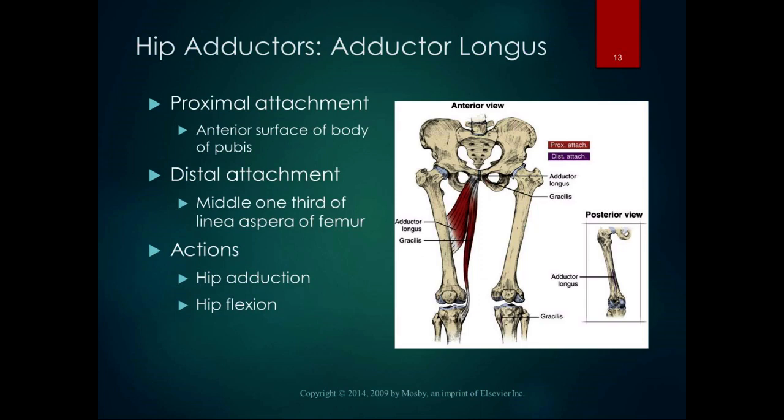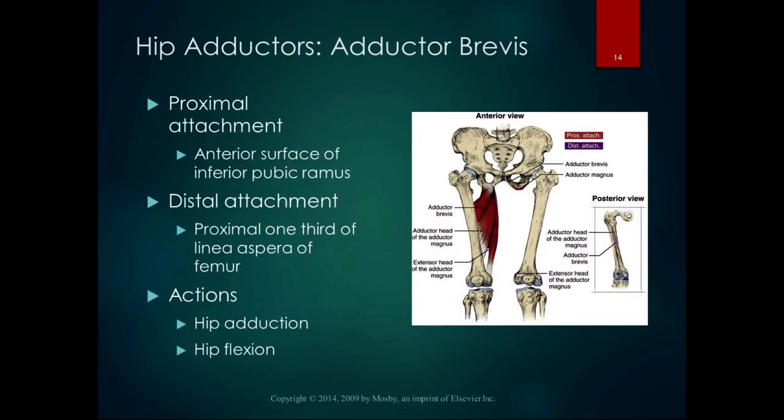So the adductor brevis, its proximal attachment is the anterior surface of the inferior pubic ramus, so it's a little bit inferior to the adductor longus. And its distal attachment is the proximal 1/3 of the linea aspera. So again, it has that line of pull for hip flexion and the medial lateral line of pull for hip adduction. And it gets the obturator nerve. It's right there next to the obturator foramen.